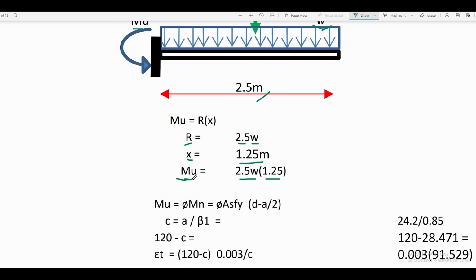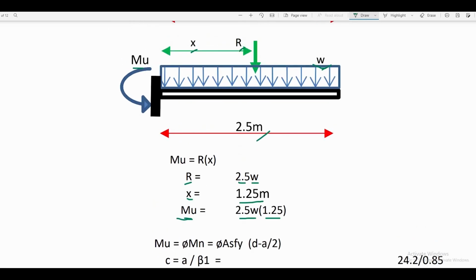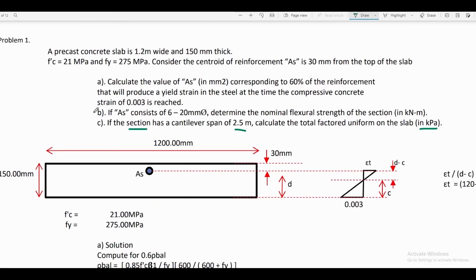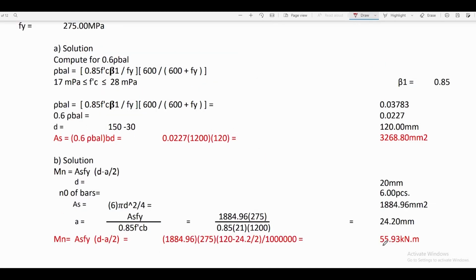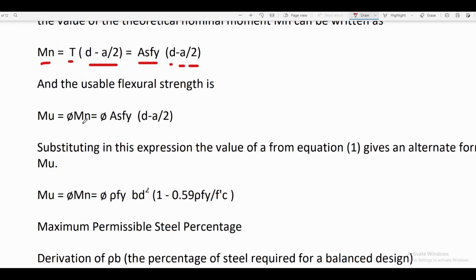This value of ultimate moment was derived from the cantilever beam. If we try to analyze the conditions given in the problem, condition B and condition C are related to each other, and C is a continuation of condition B. In problem B, we have already calculated the value of nominal moment equal to 55.93 kilonewton meter. After multiplying Mn by phi, the reduction factor for bending, we can have the value of Mu.